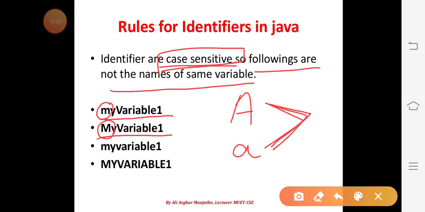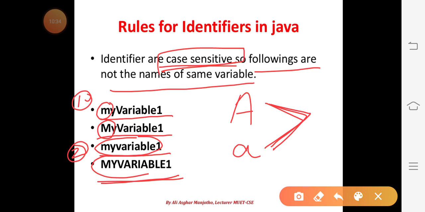In the same way, if you are writing myVariable1 and myvariable1, this is the first example and this is the second example. They are again different because here it is written in lowercase and here it is written in uppercase, right? So you can use it, but you should remember that because Java is case sensitive, wherever you are using small letters, everywhere you have to use the identifier name in the same way.